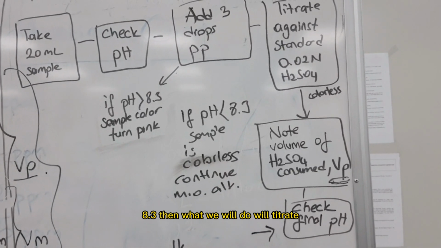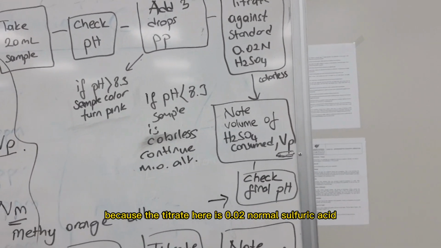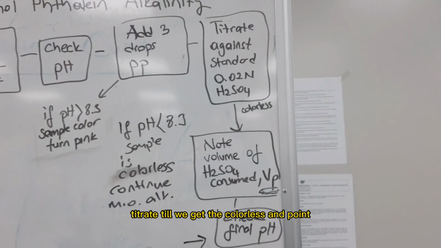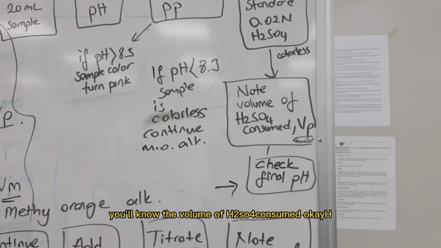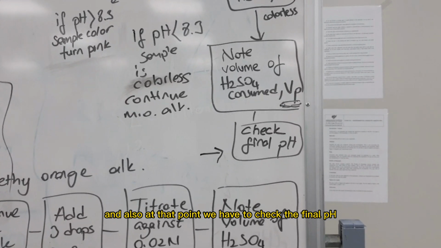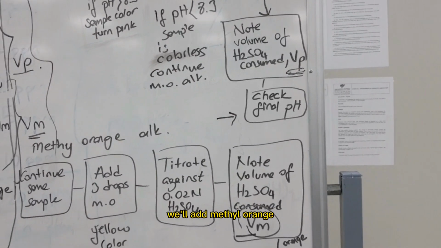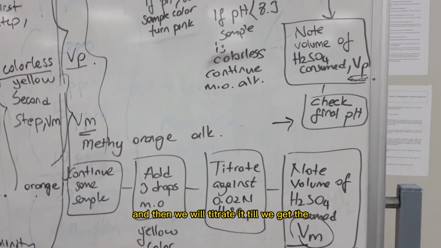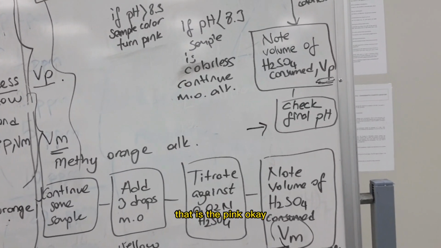If it is more than 8.3, then we titrate with 0.02 normal sulfuric acid until we get the colorless endpoint, and at that point we note the volume of H2SO4 consumed. We also check the final pH. Then we add methyl orange indicator to that sample and titrate until we get the final endpoint, which is pink.